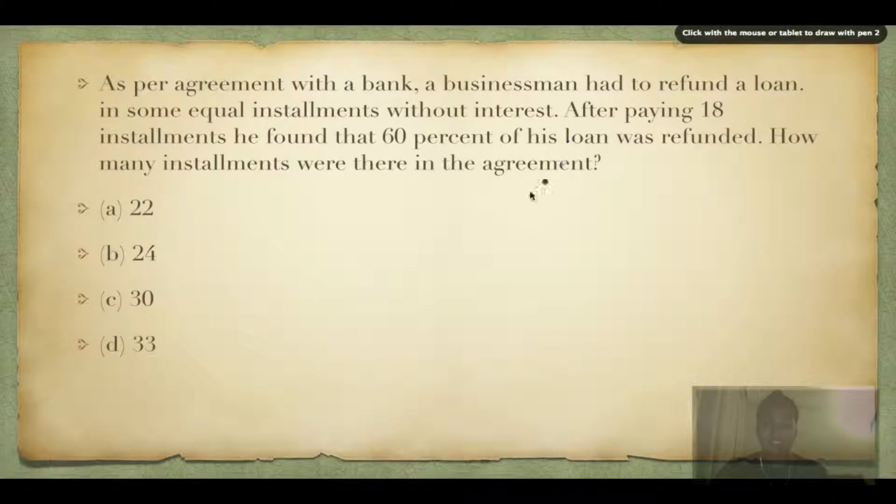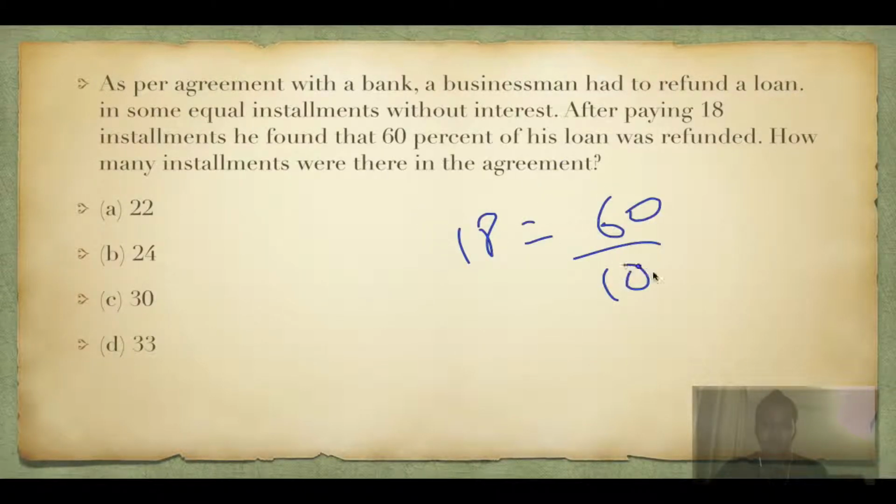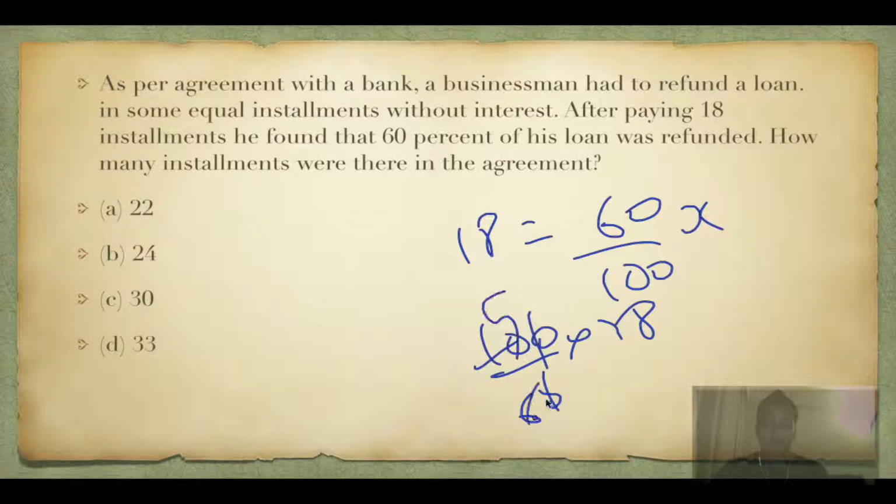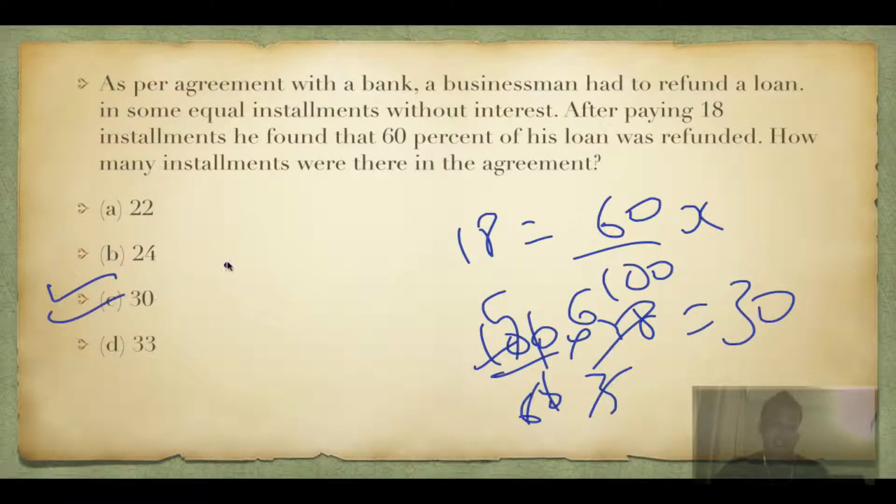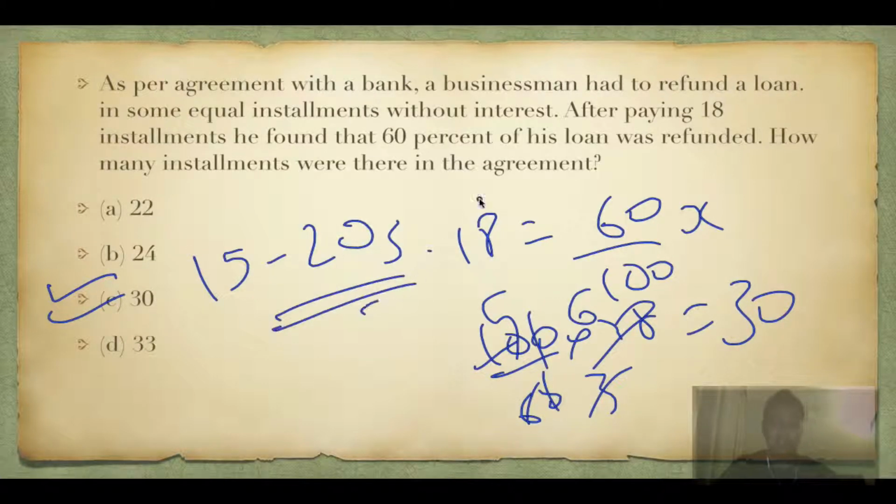Or if you want to take slightly more time, 18 is equal to 60% of X. What is X? 100 divided by 60 into 18. So that will be equal to 5 by 3 into 18, which is equal to 30. Answer is 30. It should not take you more than, let's say, 15-20 seconds. It's as simple as that. There is no hard and fast logic. Sixth standard kids do these questions.